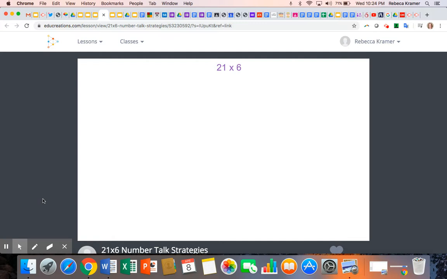While many of us may want to approach this problem using the traditional algorithm, like this, 6 times 1 is 6, 6 times 2 tens is 12 tens, and there's our answer. This process might be challenging to do mental math. There's other ways we could solve this problem as well.